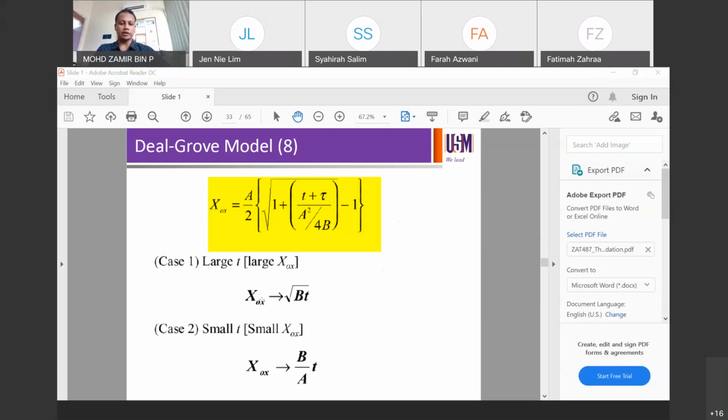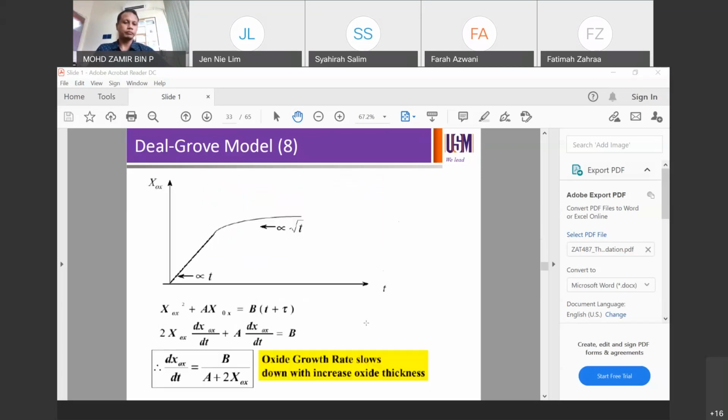And the moment you have larger oxide thickness or longer time or large t, it will be limited by square root of B times t. So graphically, it can be represented by this. You have your oxide thickness on your y-axis and your growth time, if you like, on the x-axis. So you can see the two phases there. The first one is when your growth rate is actually proportional to t. In the linear region, the first region is the linear region. So that's when you just started your thermal oxidation process.